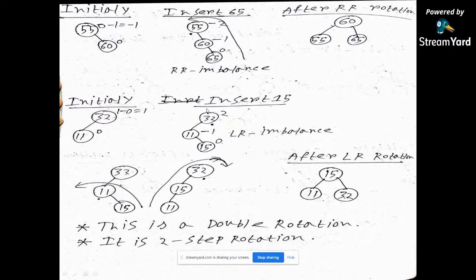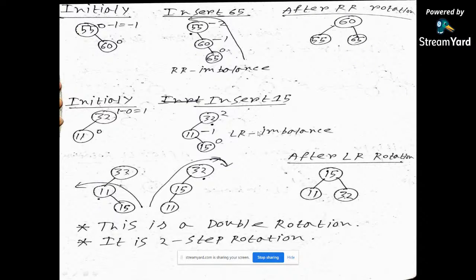Now, which type of imbalance is this? What is the reason behind 32 becoming imbalanced? Because we inserted node 15 on the left of right of 32. We are inserting this 15 on the left of the right of 32. So that's why 32 has become imbalanced. Which type of imbalance is this? Left of right. That means a left-right imbalance.